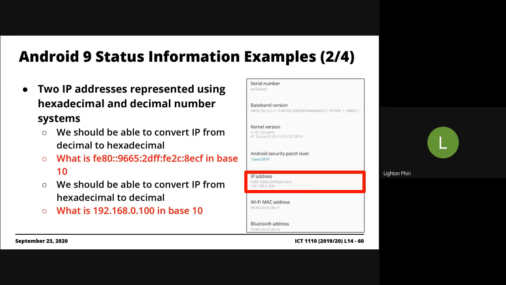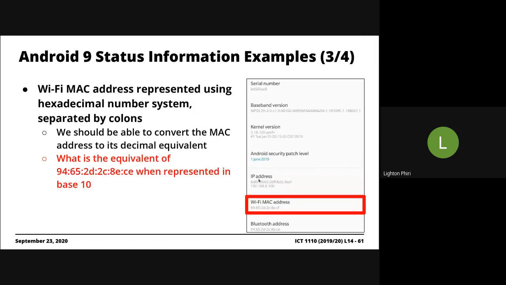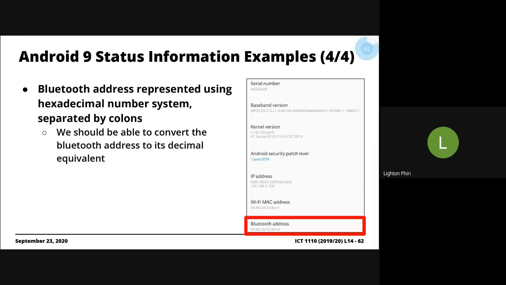Here's the other thing. Assuming this is base 10, can we convert this to base 16? Can we convert this Wi-Fi MAC address, which is a unique identifier for the hardware device that you're using, into its equivalent decimal notation? It's not that hard, in my opinion. Can you also convert that Bluetooth address, which is in base 16, to base 10? Do you suppose you can do this?